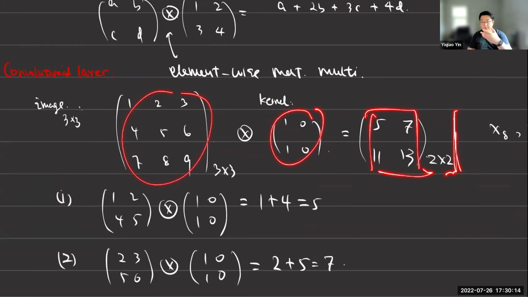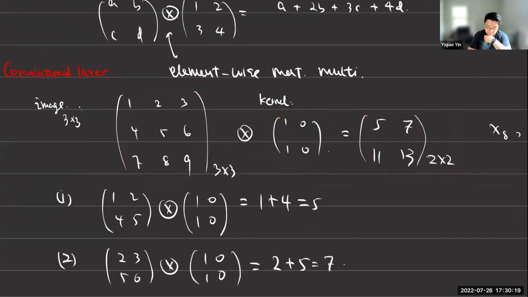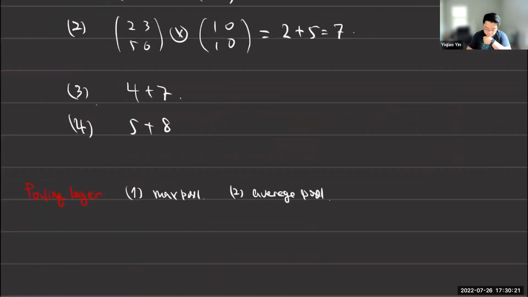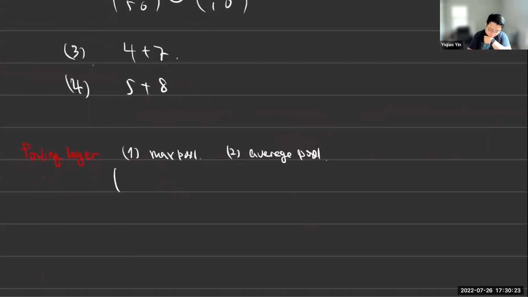And then you say, okay, let me do max pooling, right? Or average pooling. So what I have looks like the following: 5, 7, 11, 13. Let me copy it here, 5, 7, 11, 13. If you do max pooling, literally you're just taking the largest number. What's the largest number here? It's 13. So that's it, just 13.